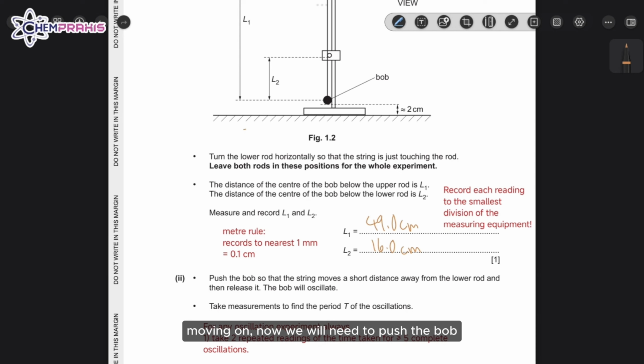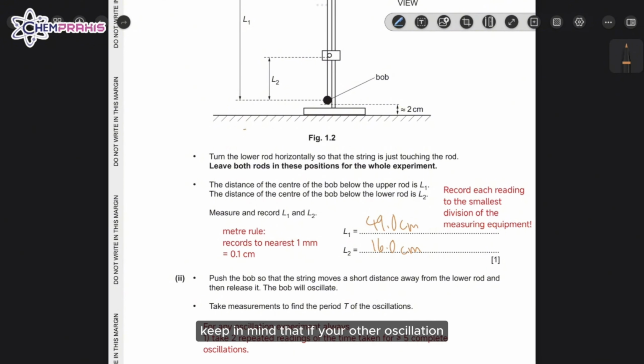Moving on, now we will need to push the bob a short distance away from the lower rod, then release it to cause it to oscillate, which then we will need to find the period T of the oscillations. For every oscillation question, always remember that it is compulsory to find 2 readings of the time taken for 5 or more oscillations, as it is more accurate compared to just taking the time taken for 1 complete oscillation. In this experiment, I will be measuring the time taken for 10 complete oscillations.